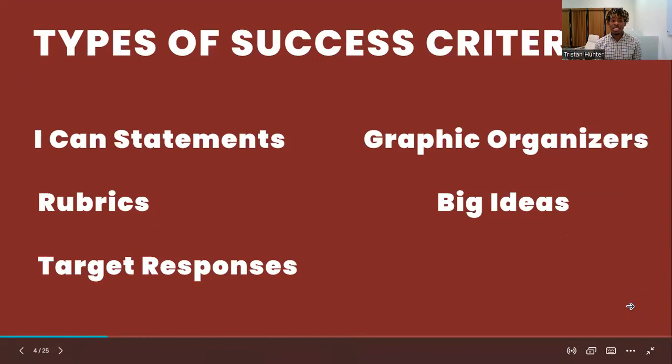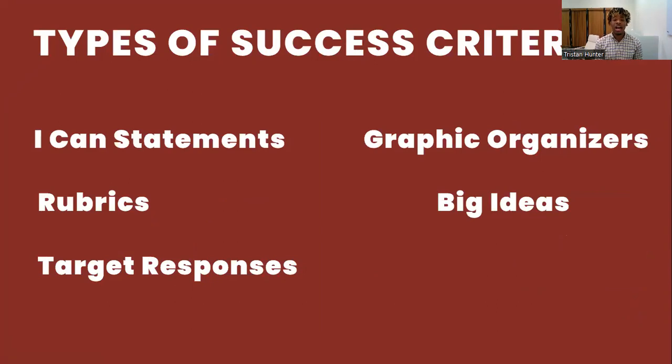Now, there are different types of success criteria, and here's the thing. What most research, especially more recent research, is starting to show is that success criteria doesn't have to look just one way. You'll see this in the examples that we do later on in the presentation, but the success criteria has a range of types here. So it can be I can statements. So these are just your learning objectives, right? So if I was in an English class and my learning objective was, I can cite textual evidence, that can be used as a part of my success criteria.